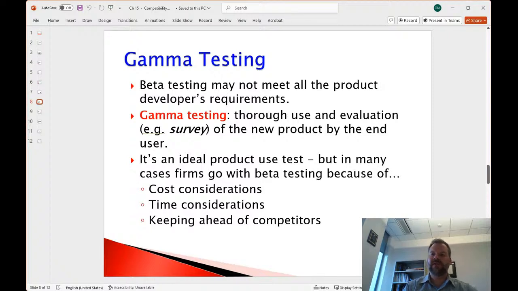If you're testing out cars, in a beta test for cars, you could have customers just drive the car at the dealership and they could say whether they like it or not. But in a gamma test, what you'd actually do is give customers the car and say, take it home for a week, try it out in different terrains, and let us know what you think. So that's a lot more thorough. Yes, you still might be doing survey results, but you're giving a lot more time and probably spending more money in order to do a gamma test.